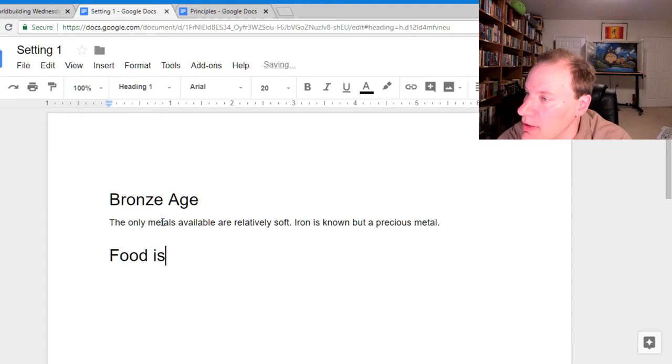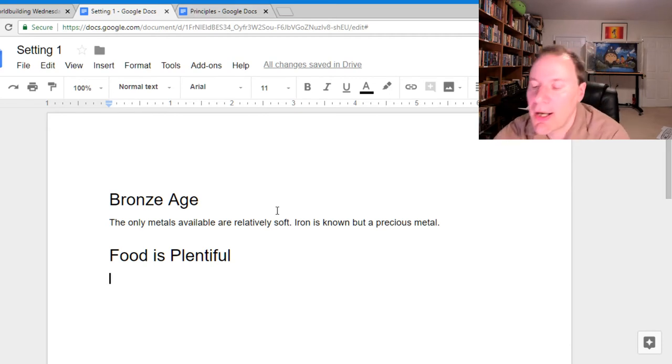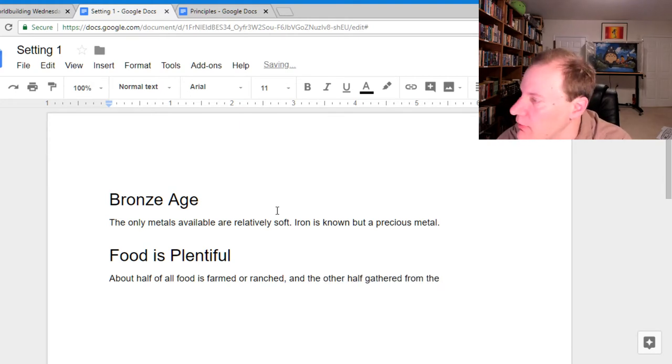Food is, you know what we're going to do? We're going to actually go with harvesting. About half of all food is farmed or ranched, and the other half gathered from the dense foliage of the world.